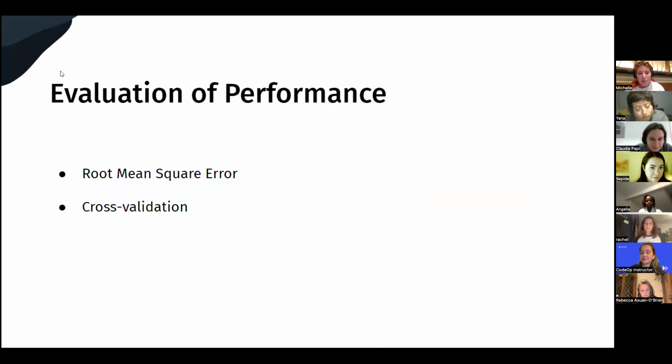As I mentioned before, to evaluate the performance of the model, we would ideally compare the root mean squared error from the SVD and the KNN. It hasn't been possible this time.